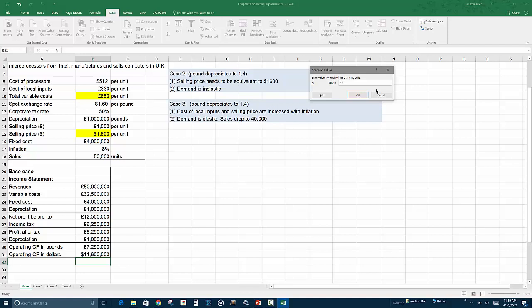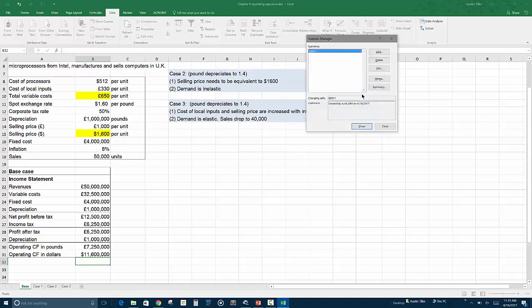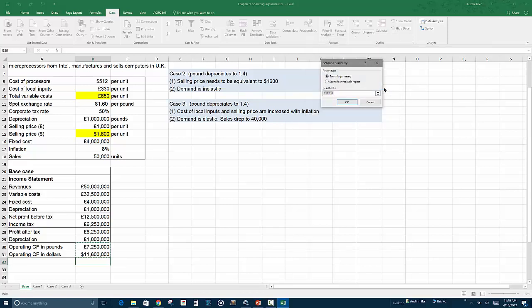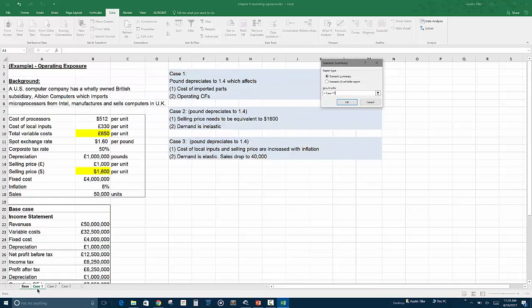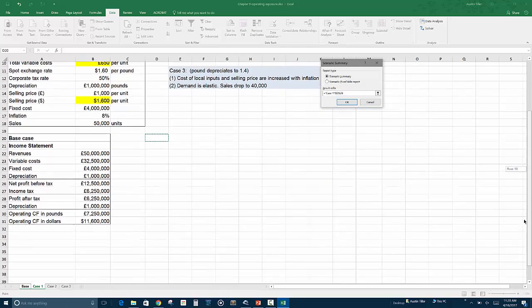And press OK. Let's look at case 1 first. Alright, then we want to see how it will affect the cash flow. So click Summary. Then you ask us now, what do we want to see? So actually, we want to see the cash flow change. So I'll just highlight and block those 2 cells: operating cash flow in pound, operating cash flow in dollar. So we want to see the changes of those 2 cells.